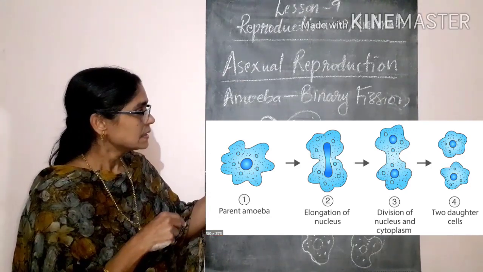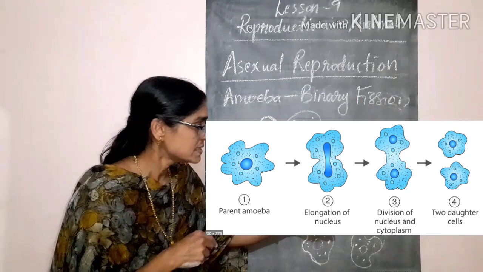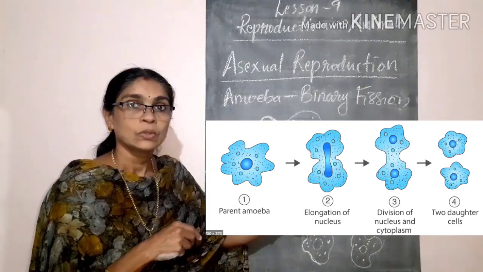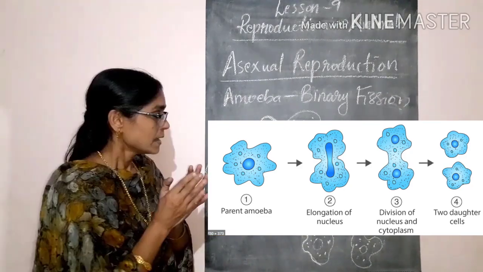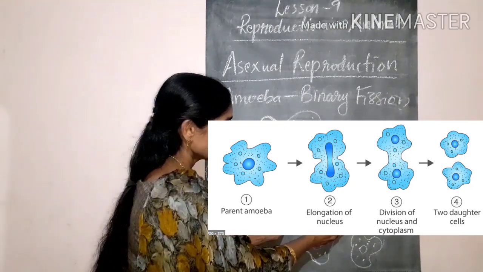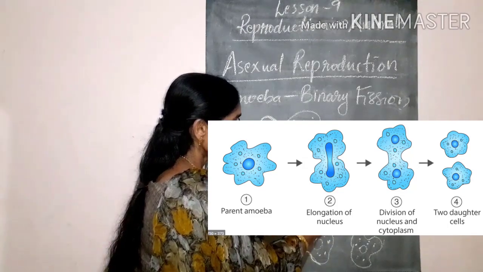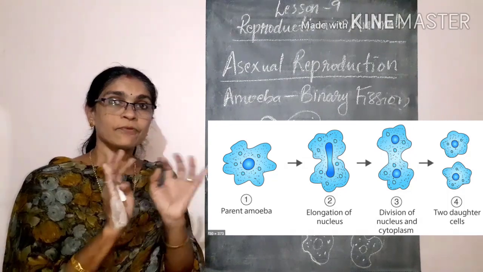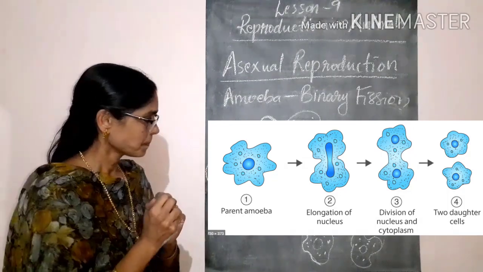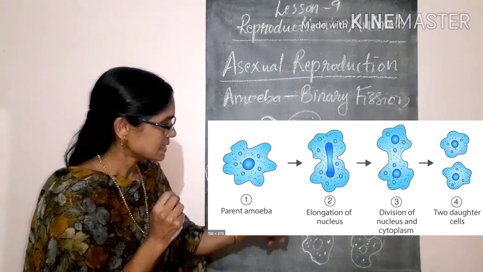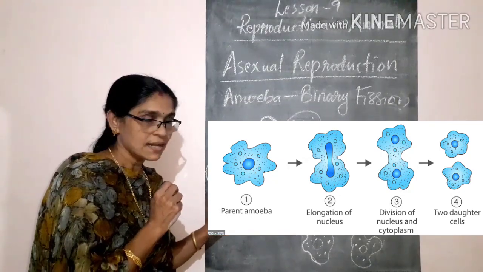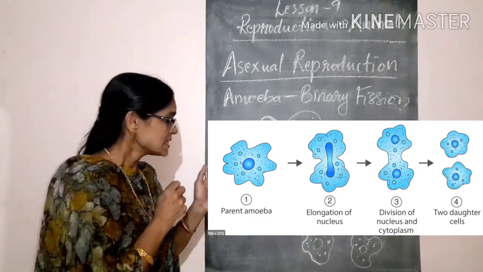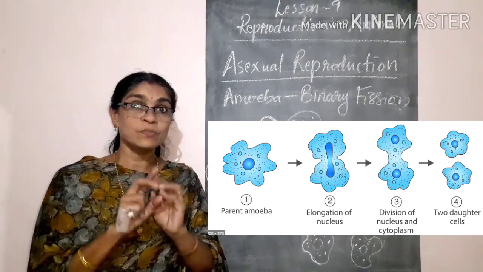Later, the cytoplasm starts to divide. It forms a furrow in between the two nuclei. And in the next step, we can see each piece of cytoplasm takes one of the nuclei and forms two cells. Here we can see the first single cell. At last we got two cells. So here the single cell divides to form two cells.